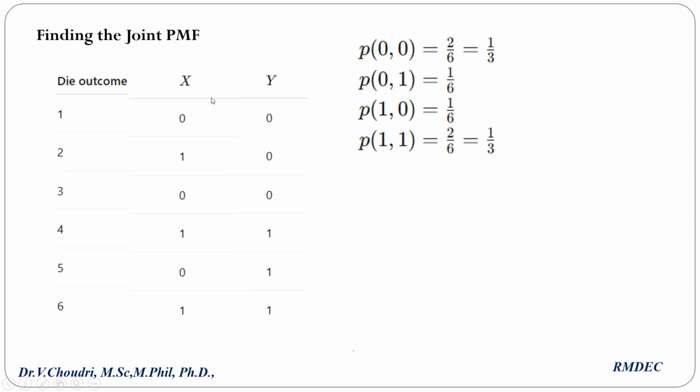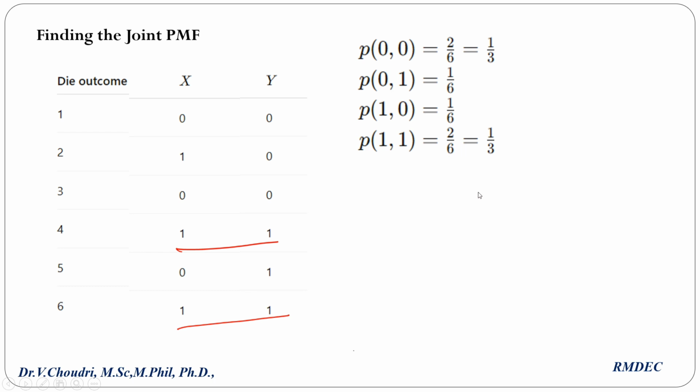Okay, now the joint probability mass function. Outcomes of dice 1, 2, 3, 4, 5, 6. Now x has some condition. For 2, 4, 6, it is 1, 1, 1. For the other numbers 0, 0, 0. For y greater than 3, that is 4, 5, 6, it is 1, remaining 0, 0, 0. So what are the pairs? 0, 0 comes 2 times, so 2 by 6 equal to 1 by 3. 0, 1 only once, 1 by 6. 1, 0 out of 6 outcomes, only once, 1 by 6. 1, 1 here and here, there are 2 possible, so 2 by 6 equal to 1 by 3.